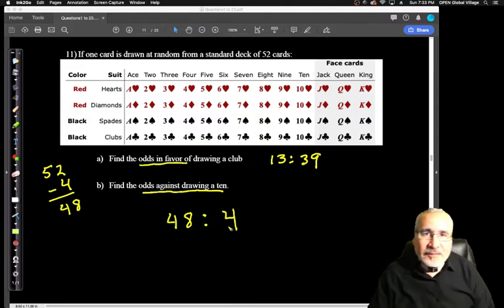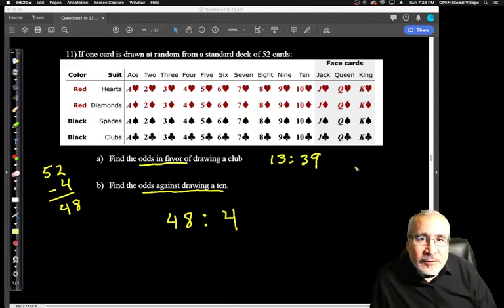Odds against. All right, we're going to do a few more of these odds as we work through the rest of the problems, but we're going to take a stop here, and then if you need it, move on to question 12.